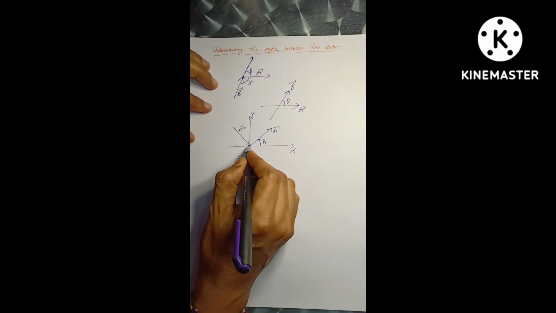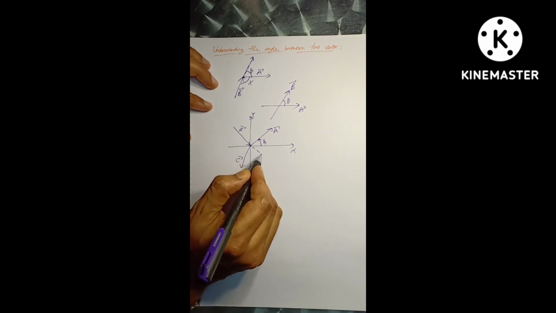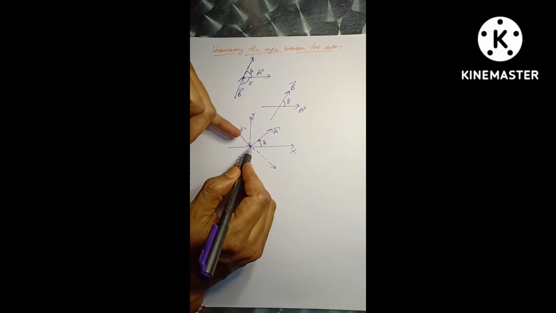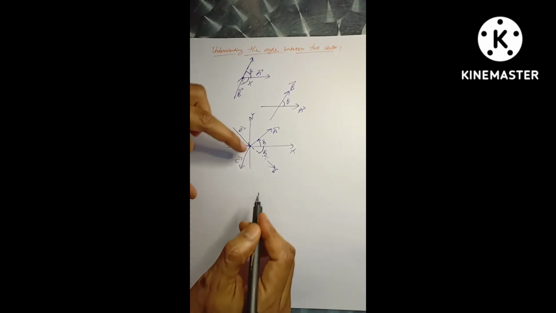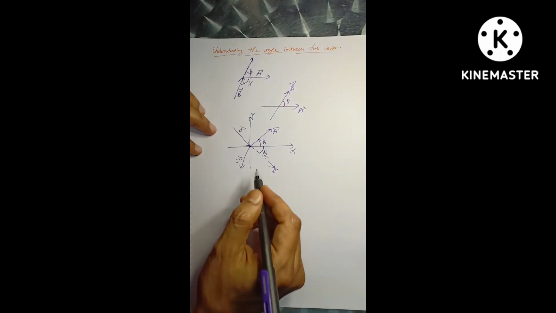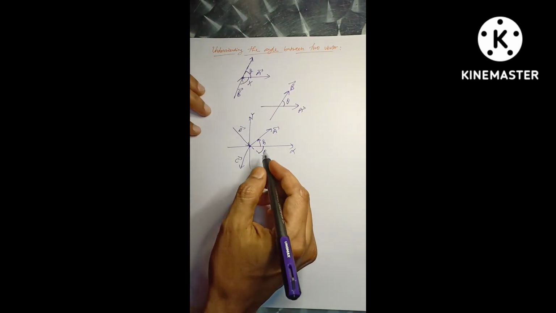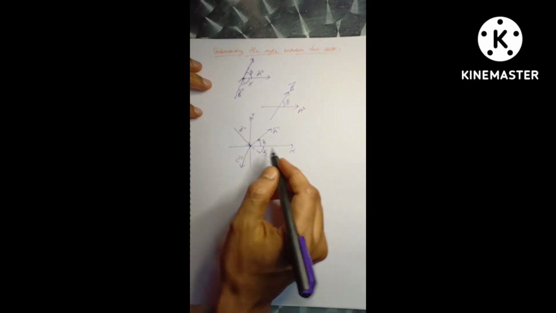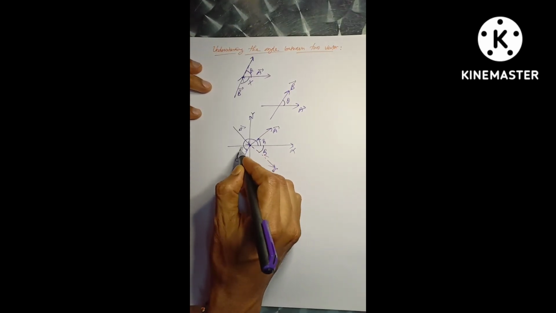But what will be the angle of B? In this case, B will be extended along this direction. So the tail of B will touch at this point, and in this case, this is theta 2, the angle of B with respect to the x-axis. And what will be the angle with respect to C? The angle between C and the x-axis will be this.